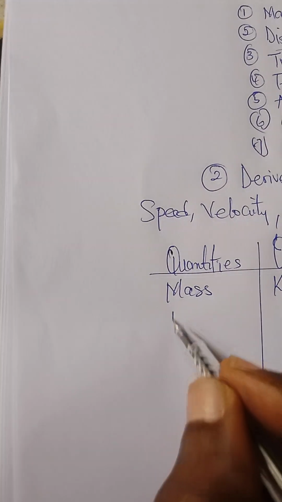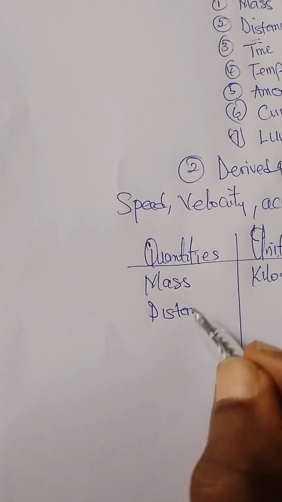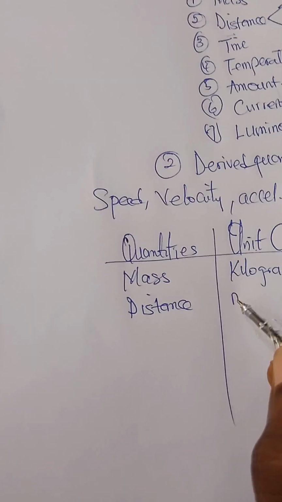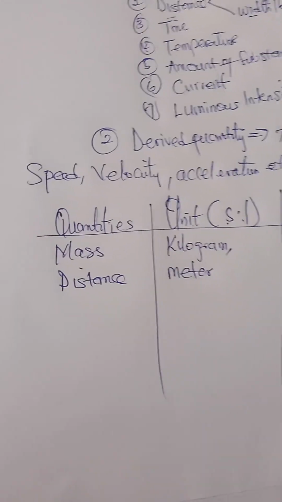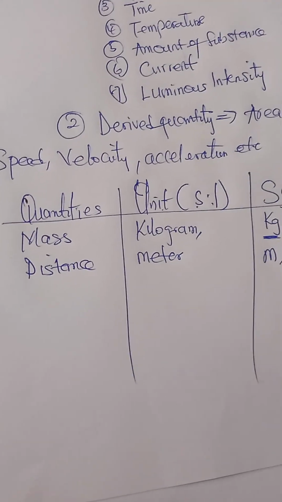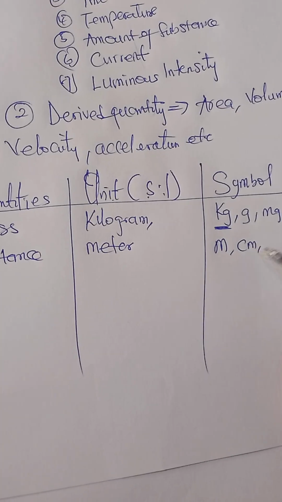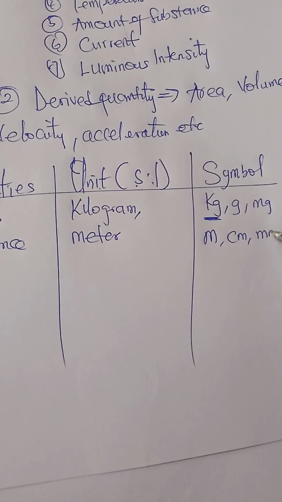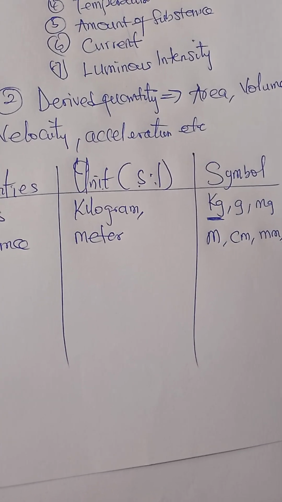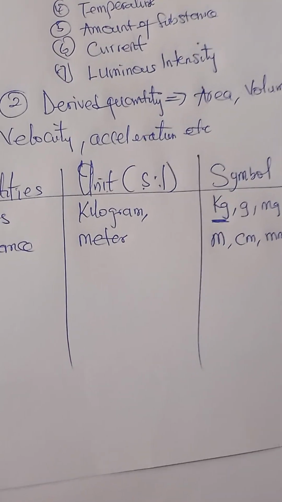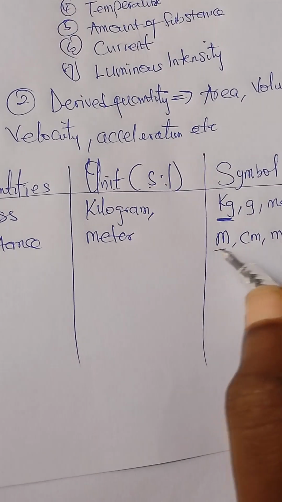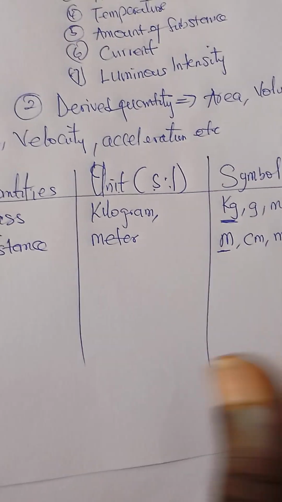We have distance. Distance is measured in meter. This is the SI unit, abbreviated as m. You can measure distance in centimeter. You can also measure it in millimeter, kilometer, mile, yard, and many more. But the generally accepted one is meter, which is the SI unit.